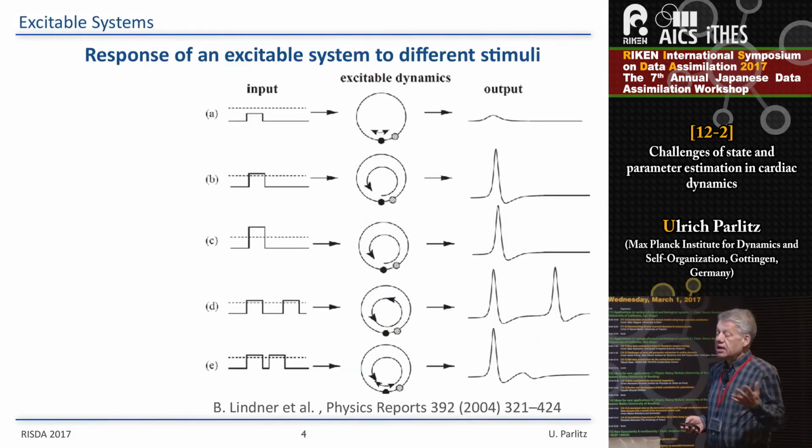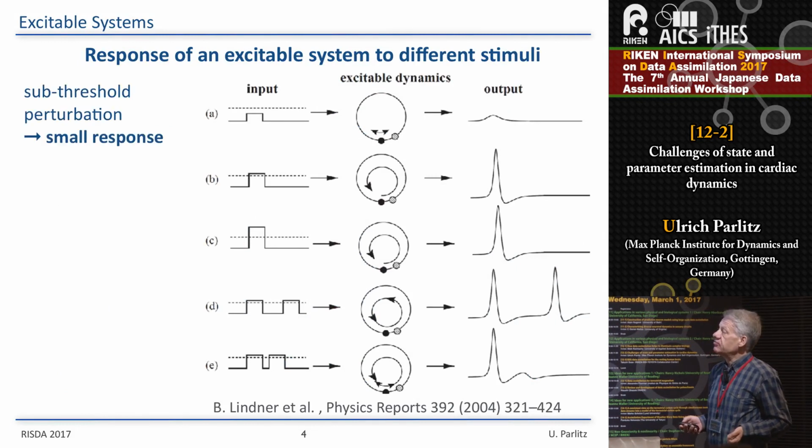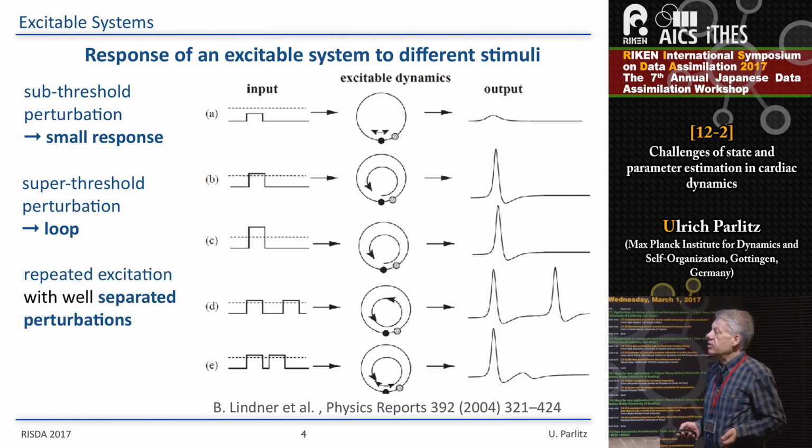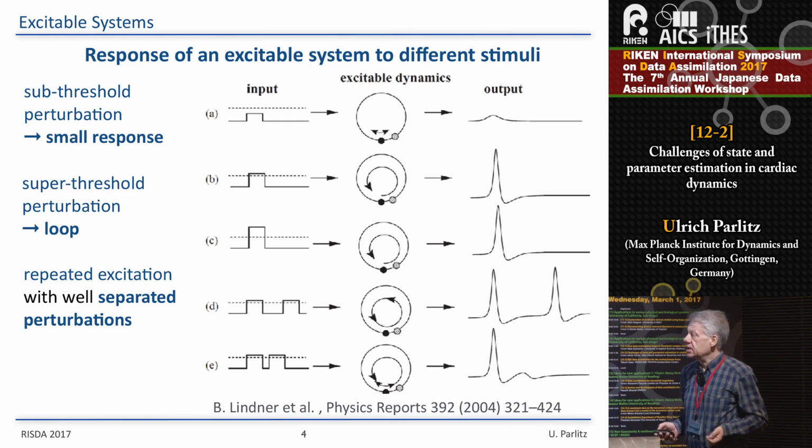So the heart tissue is an excitable medium, and excitable systems have a particular feature. They are stable at a fixed point, and if you perturb them weakly below some threshold, basically nothing happens. They return immediately to the fixed point, and you have only a very weak output. But if you exceed your perturbation above threshold, then there is a kind of excursion in state space, and you will see that the system produces a strong output peak, like an action potential, for example. You can do this with a stronger stimulus that has no big difference. And you also can, of course, apply another pulse, and you get another response.